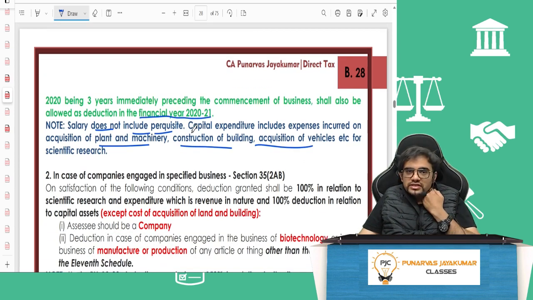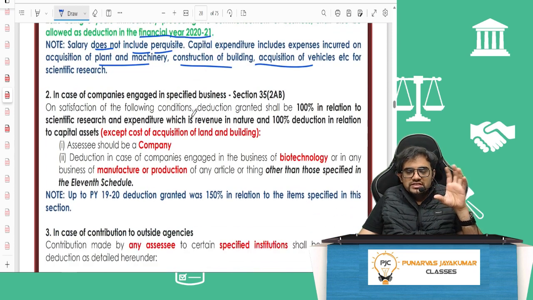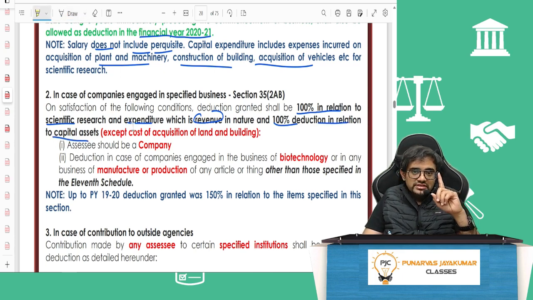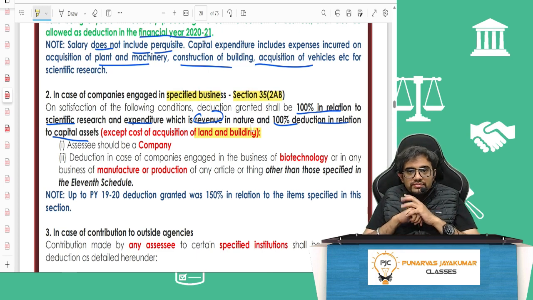Then, eventually, the other companies, initially they were only into biotech and chemical production, but other companies also told, we are also manufacturing many things, and I am into specified business. For me also, I need deduction. So, what they did was, they made a separate section 35(2)(ab), where they said, 100% deduction in relation to scientific research and expenditure, which is revenue in nature, and 100% deduction in relation to capital assets, except here, it's interesting to know under 35(2)(ab), for specified business, land and building both are not allowed. Plant and machinery will be allowed, land and building will not be allowed.